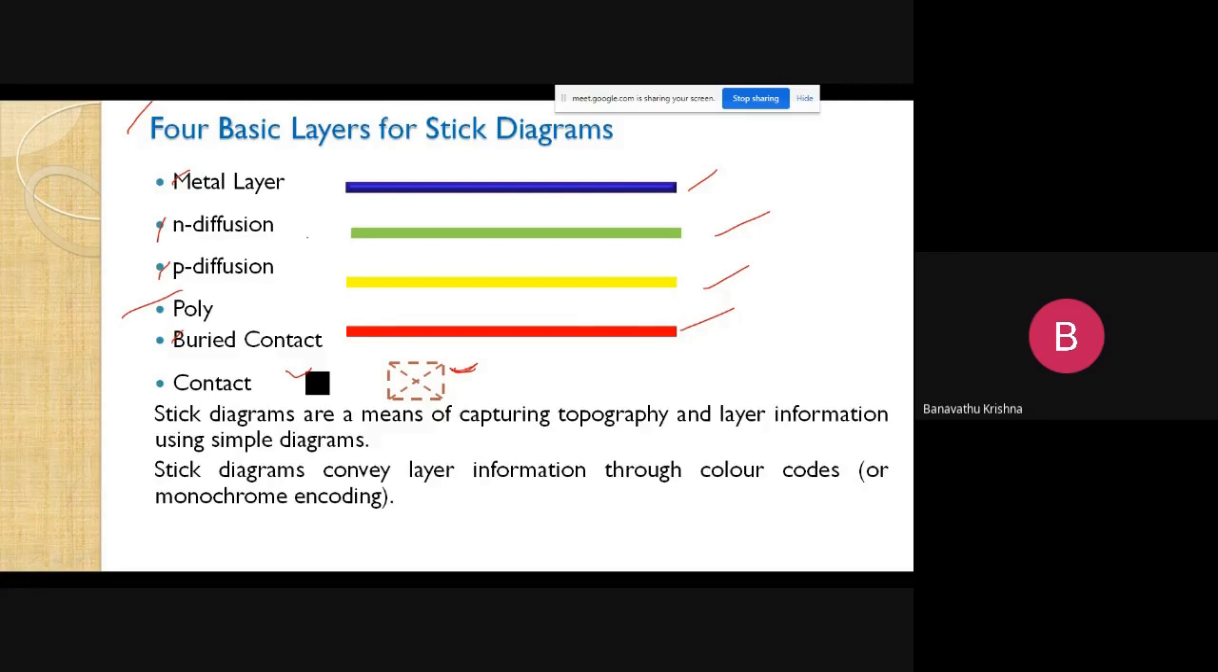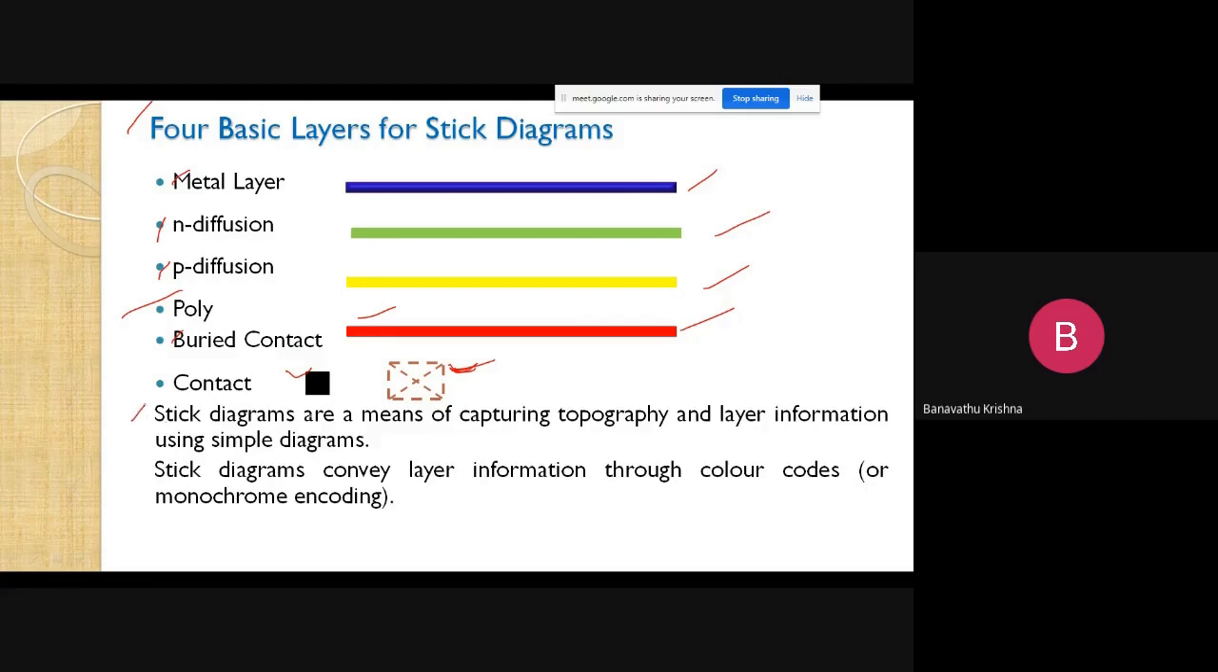Okay. So these are the layers here in color representation. Metal layer is blue color, dark blue color; N diffusion is a green color, and P diffusion is a yellow color; polysilicon is a red color, buried contact is this brown color, and contact cut is black color, right? So let us observe this point here.